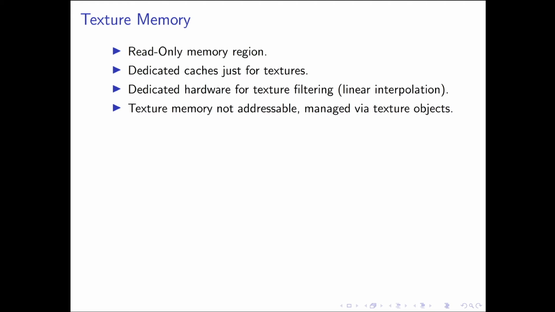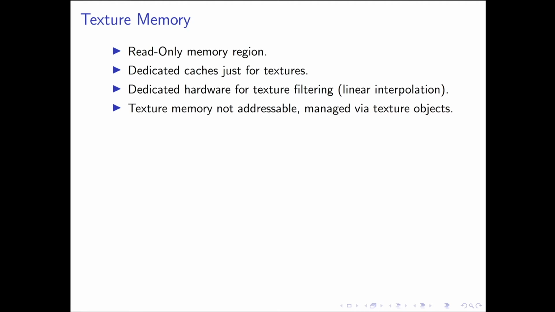So when we access a texture, the GPU performs linear interpolation. This can be configured. You can also tell the GPU that you don't want to interpolate, but that you want to perform a so-called nearest neighbor lookup, which essentially just rounds the coordinate that is used for texture access, and then interprets that as an index into the texture.